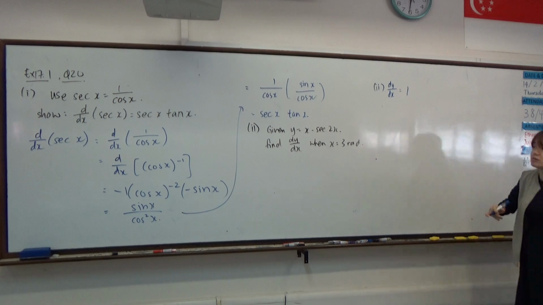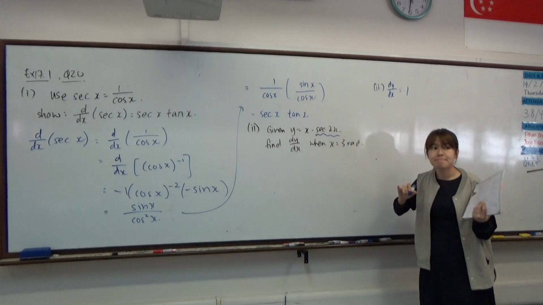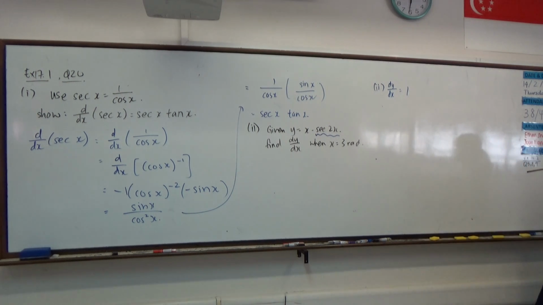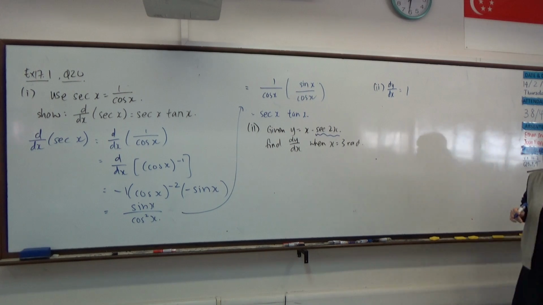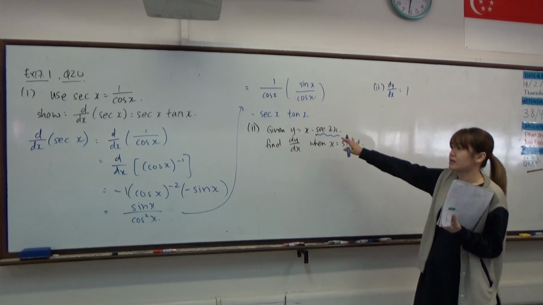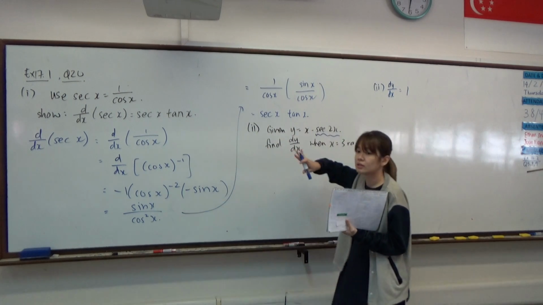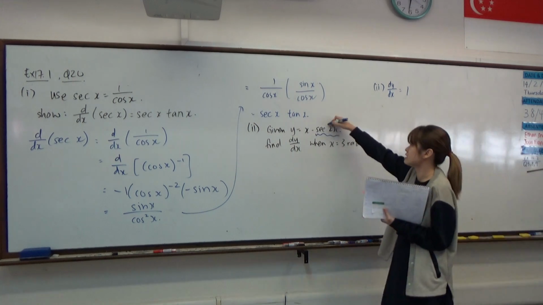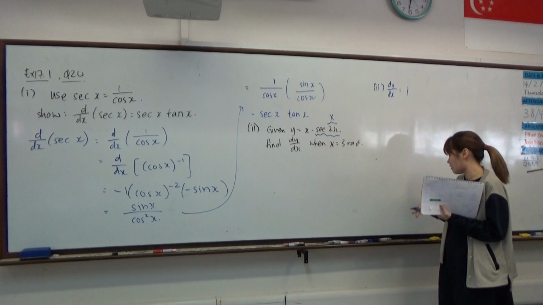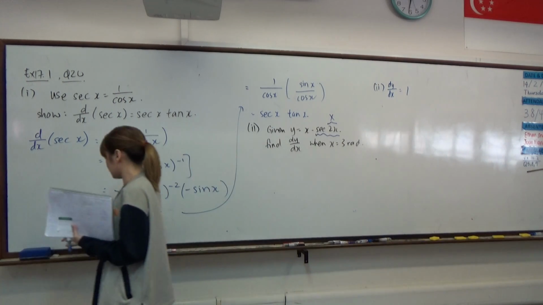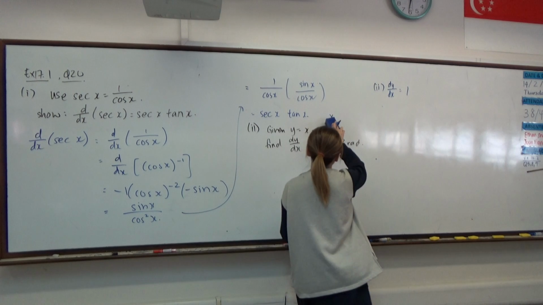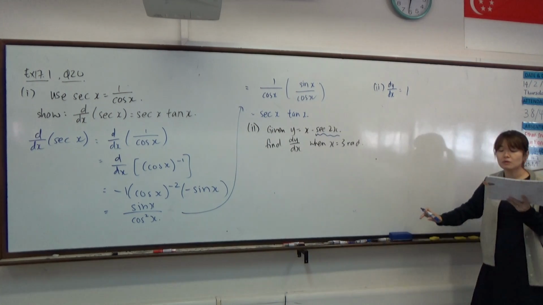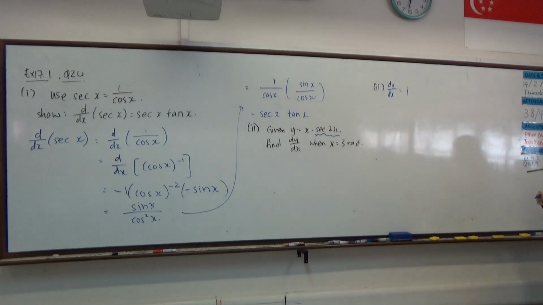Then how do we differentiate secant 2x? What do we get? Go back to part 1. Let x equal to 2x. We already said we need to make use of part 1. Okay, so it will become secant 2x tangent 2x, because secant, when differentiated, becomes secant times tangent, right?